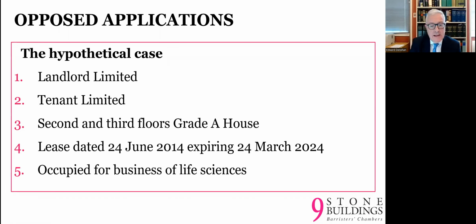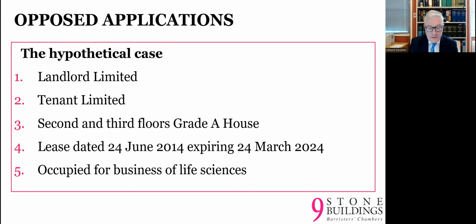And the lease is dated the 24th of June, and it's a fixed term which expires on the 24th of March 2024. It's common ground between Landlord Limited and Tenant Limited that the tenancy created by this lease is one to which Part 2 of the 1954 Act applies. We pick it up on today's date, the 17th of April 2023, and as of today's date, the term created by the lease is extant. It doesn't expire until March of next year.